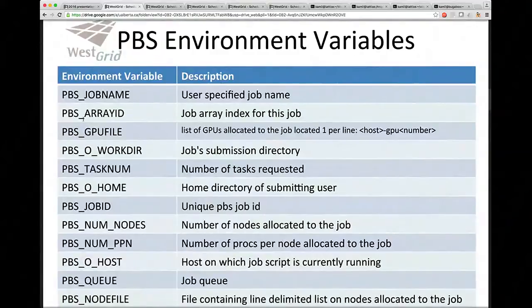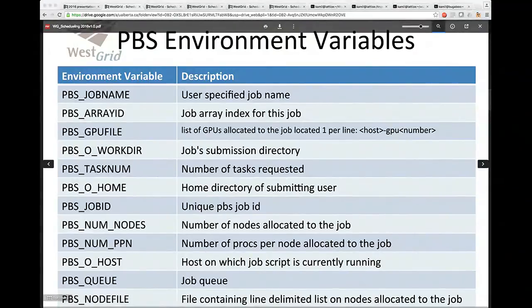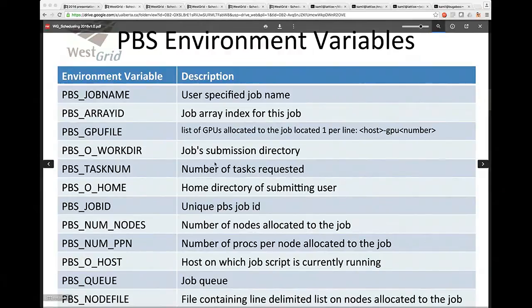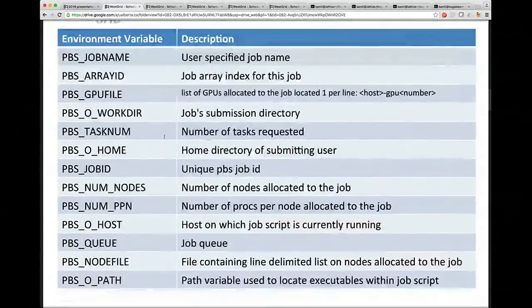So, PBS environment variables. Actually, are there any questions? Okay, PBS environment variables. There's a number of environment variables.